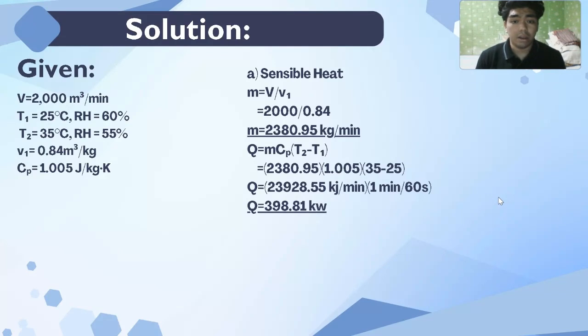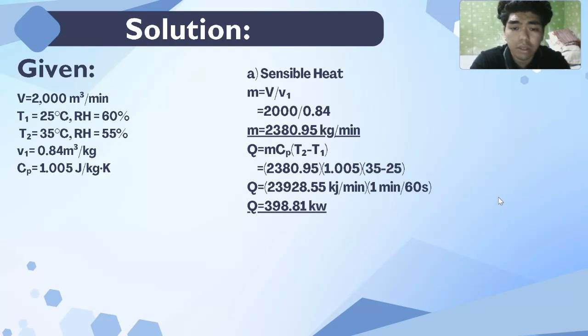For solving the sensible heat, same as before, you need to find the mass flow rate first, which would have a formula of V divided by V1, which is equal to 2000 divided by 0.84, which is equivalent to 2380.95 kilograms per minute.